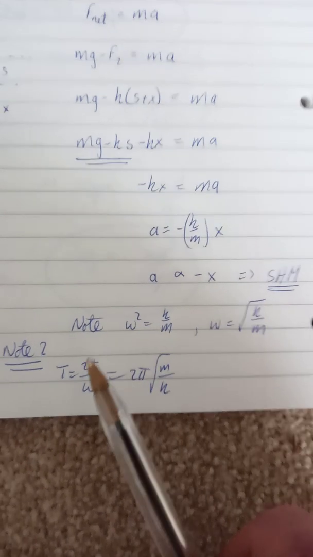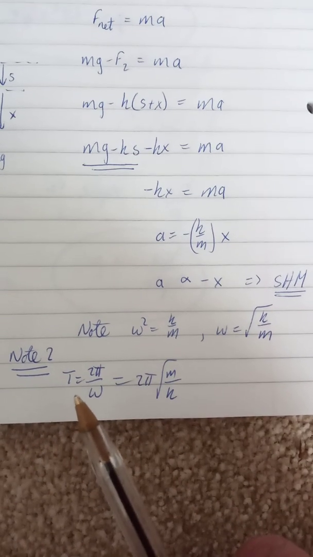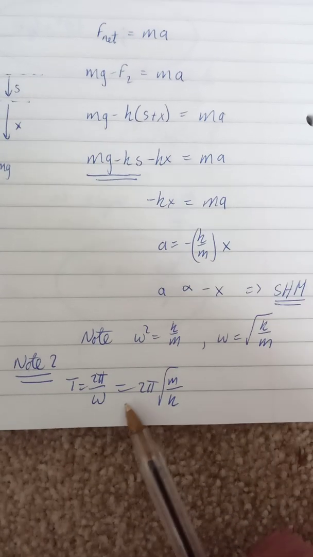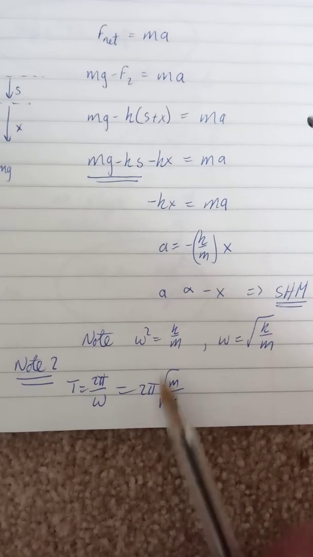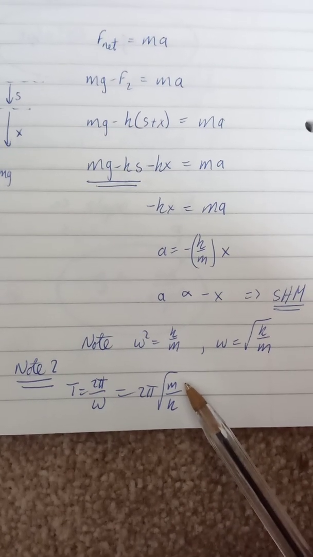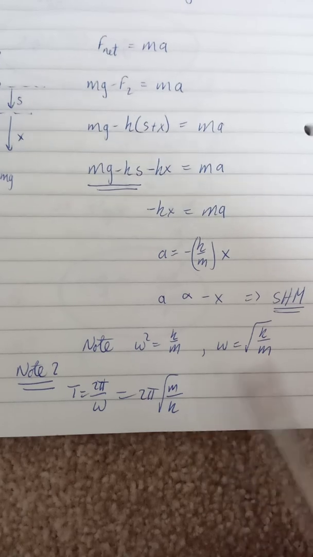And the second thing then, just as a bit of an aside, because people sometimes miss this, T is equal to 2 pi over omega. If you put omega in there, you get T is equal to 2 pi times the square root of m over k. So m is the mass of the object placed at the end of the spring. k is the spring constant.